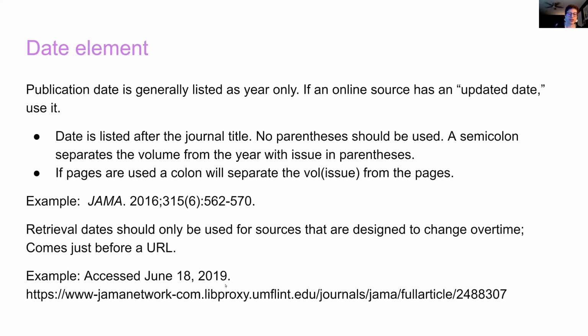If you do have something that you accessed online, instead of the date you would have something like accessed June 18th, 2019. You would have that appended to the end of it. If you knew the publication date, you would have that included along with the access. But if you don't know the publication date, then you would just say when you accessed it.